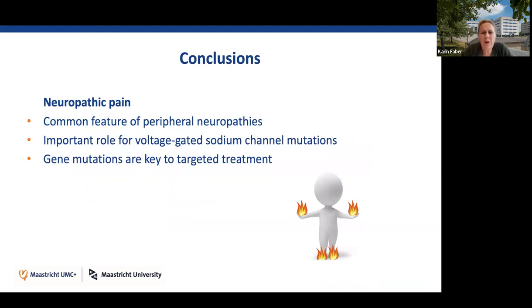So we can conclude that neuropathic pain is a common feature of peripheral neuropathies, especially in small fiber neuropathy. And there is an important role for voltage-gated sodium channel mutations in these patient groups. And gene mutations have been the key to targeted treatments in our study.